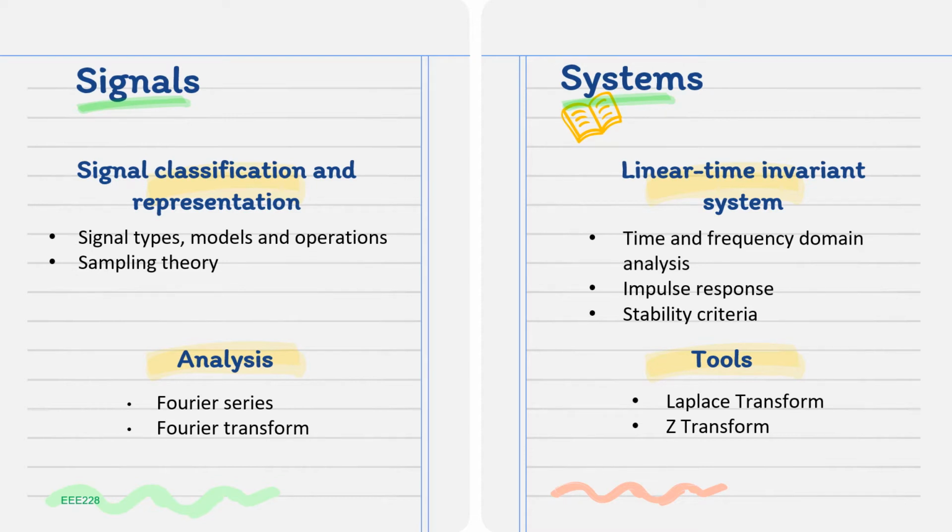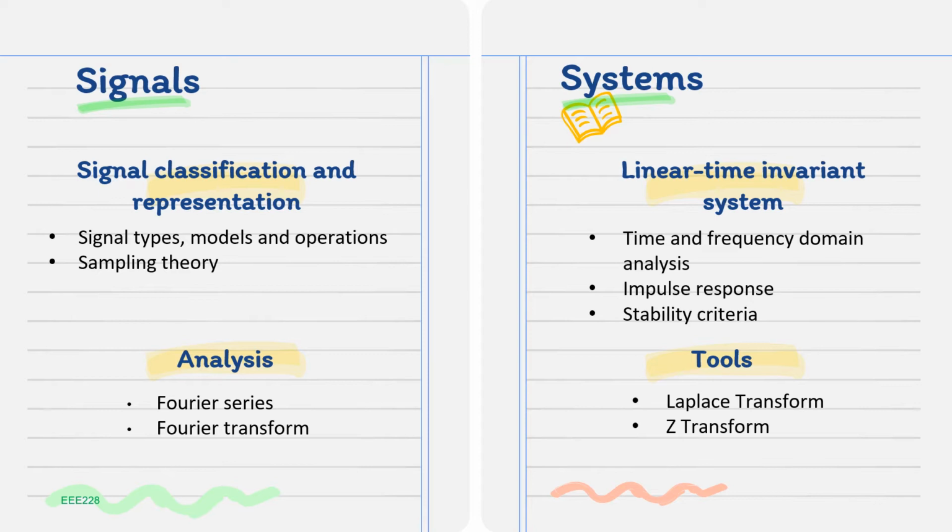As for the systems, you learn about continuous time and discrete time linear time invariant systems. You'll analyze the systems in the time and frequency domain. You'll see what is the output of a system when we apply an impulse function as the input. That is the impulse response of a system. Then you also learn the stability criteria for systems. In this course, actually for systems, you'll have to know about Laplace transform and Z transform. Those are considered as tools to manipulate systems.